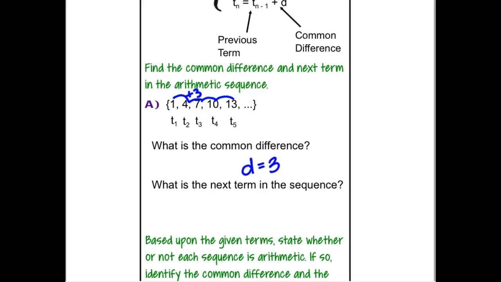So then the next term in the sequence simply is going to be found by taking 13 and adding 3 to it. So we take 13 plus 3, which is 16. Not too tremendously difficult. Arithmetic sequences are pretty straightforward.